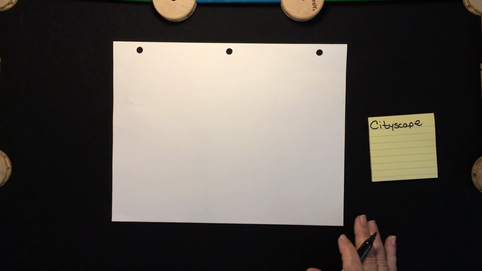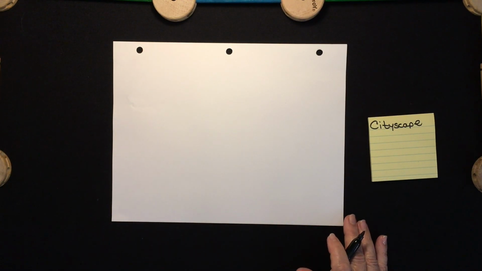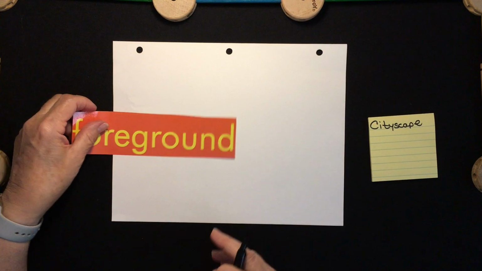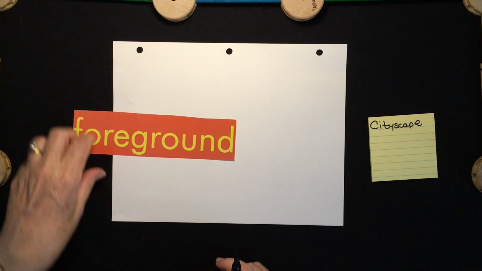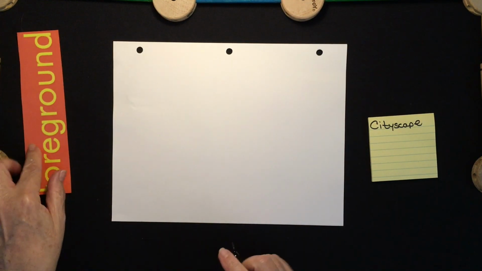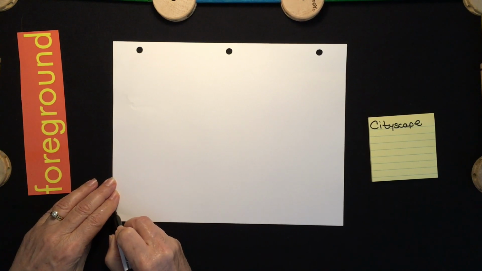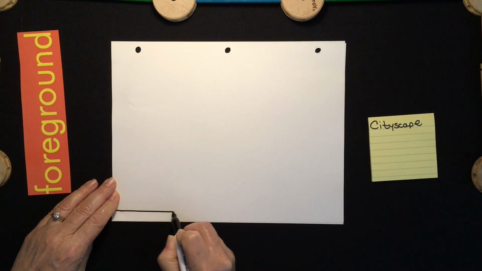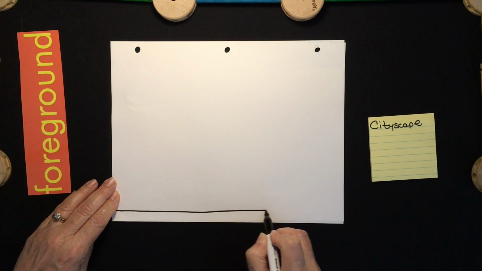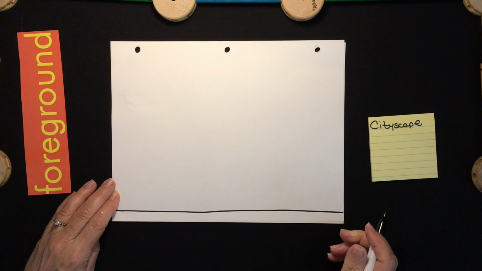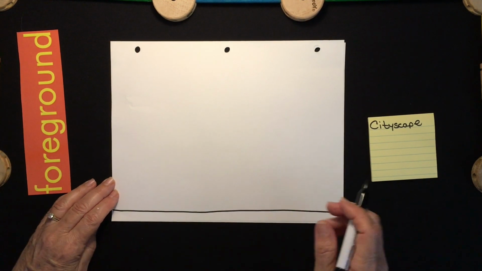All right, the first thing we're going to do is draw some items in the foreground. That means the items that are closest to us. So I'm going to begin at the bottom by making a straight line right across the bottom like so. And this is going to be the street. That's going to be the very first thing you see.